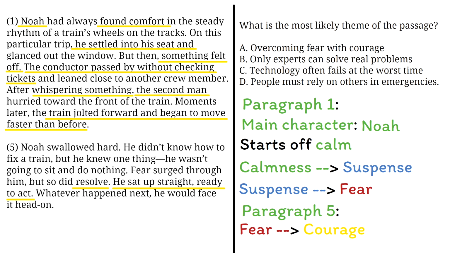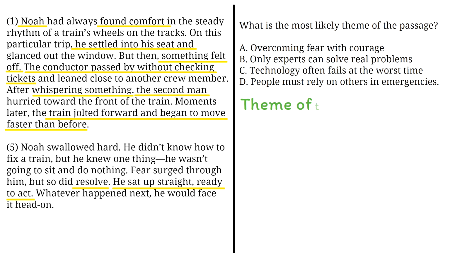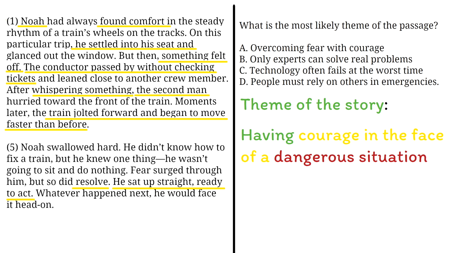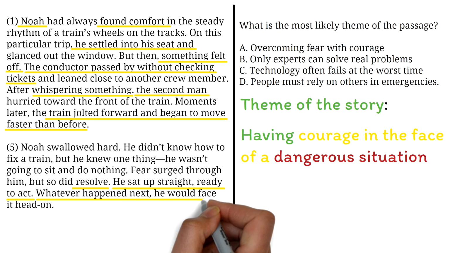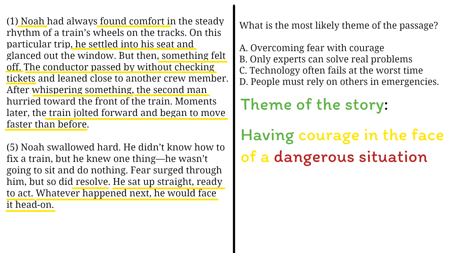So, after analyzing both the first and last paragraphs, we can tell that the theme of the story is about having courage in the face of a dangerous situation. It is about Noah choosing to face whatever comes next head-on, despite his fear. Thus, when we look through the answer options, it's therefore option A, overcoming fear with courage.